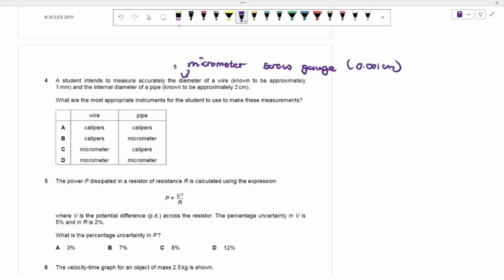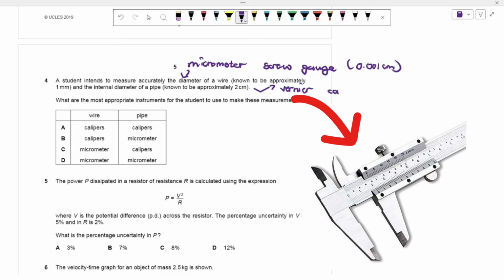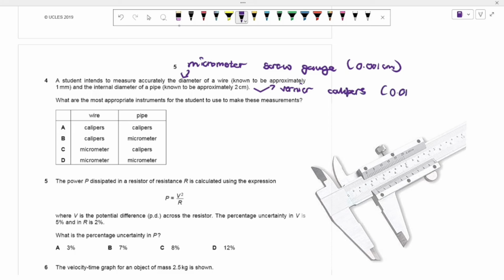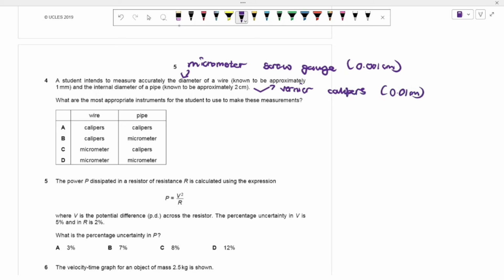And then to measure the internal diameter of a pipe, I would recommend that you use vernier calipers, or just calipers for short, which has an accuracy of 0.01 centimeters. But that is more appropriate for measuring the internal diameter of a pipe.